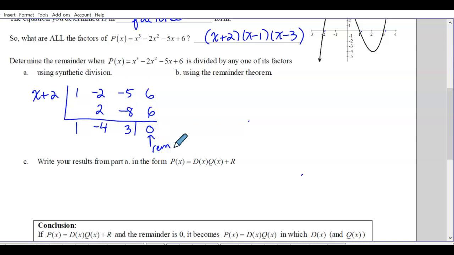Let's check it out by substituting the value of x that makes this 0, which is -2. And it should be 0 as well.